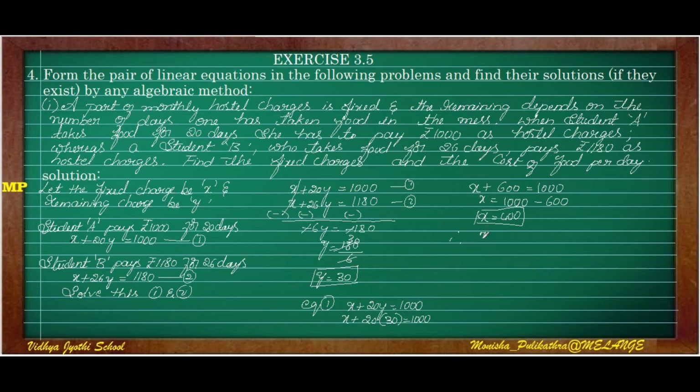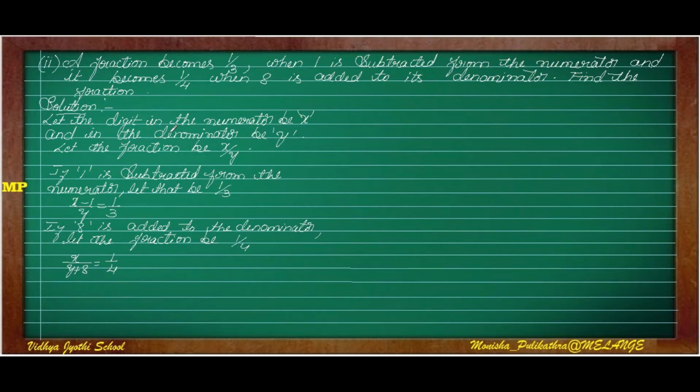Therefore, the fixed charge in the hostel is x is equal to rupees 400, and the charge of food per day is equal to y, that is rupees 30. Okay, so this is the way of finding out. I hope you understood this. Let us move on to the second question of this session.